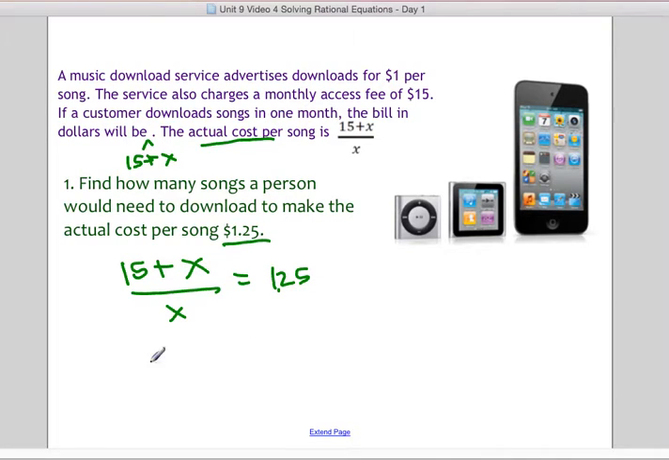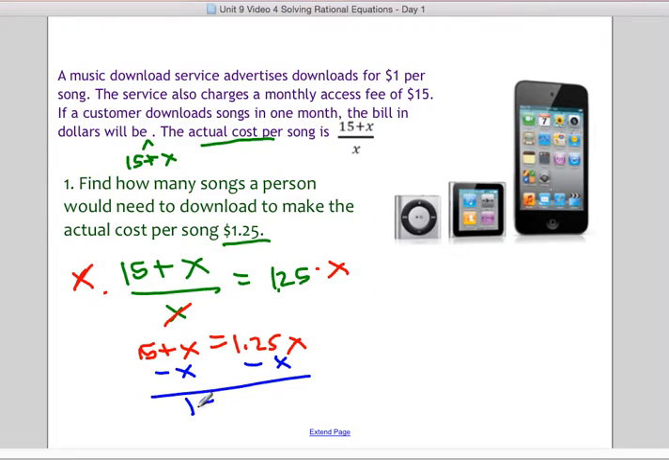Okay. So what we're going to do is we're going to solve. The first thing I would do is get x out of the denominator, so I'd multiply both sides by x. So we have 15 plus x equals 1.25x. Now it's just back to a simple two-step equation. I would get all my x's to one side, so I'd subtract x. So I have 15 is equal to 0.25x. And the last thing I would need to do is divide by 0.25.